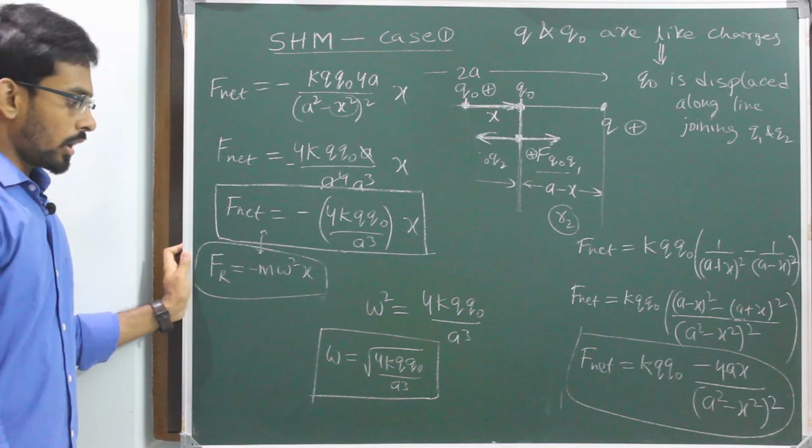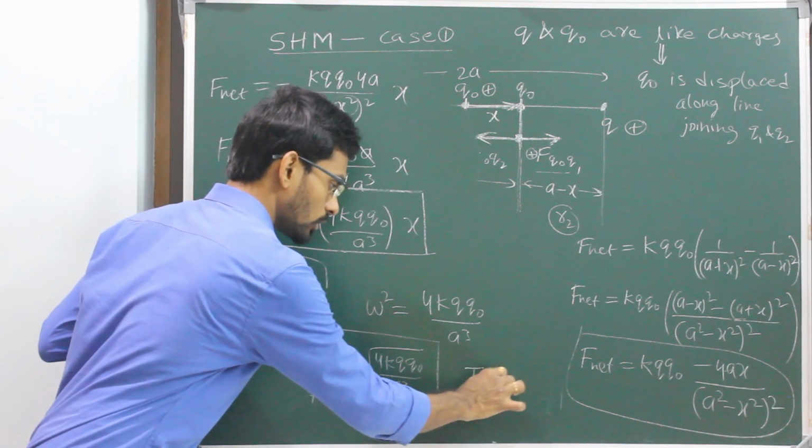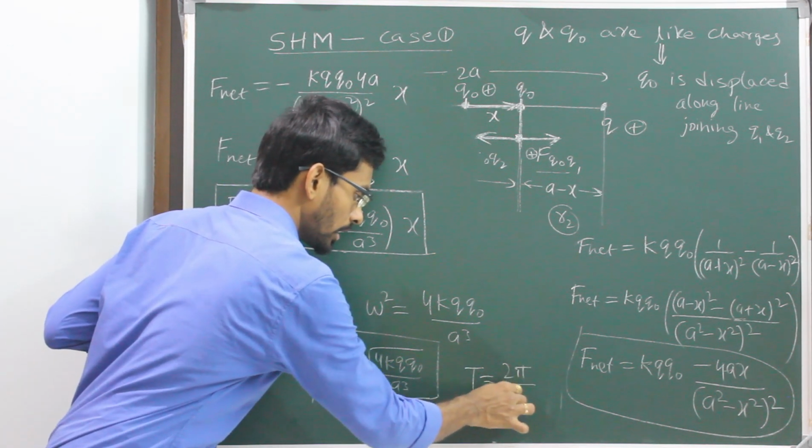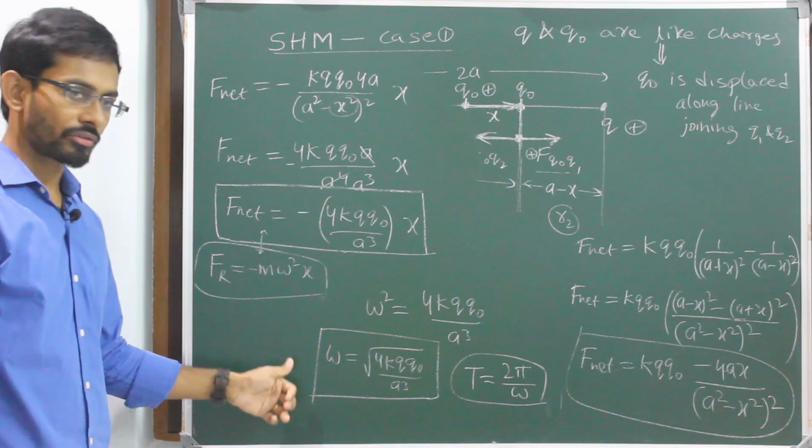So this is omega. Once we have the angular frequency, the time period will be equal to 2 pi by omega. So this is how to find the time period of oscillations and the angular frequency.